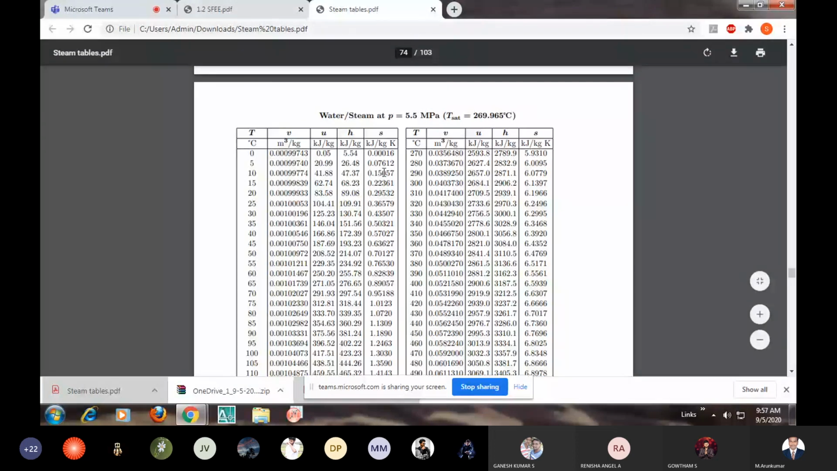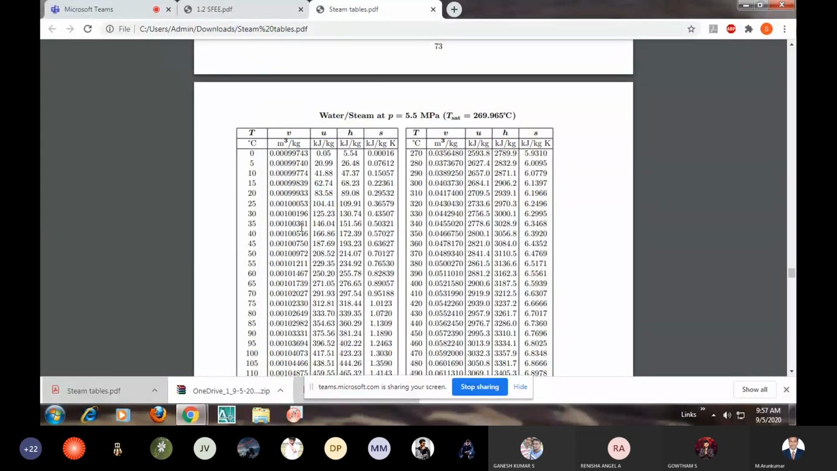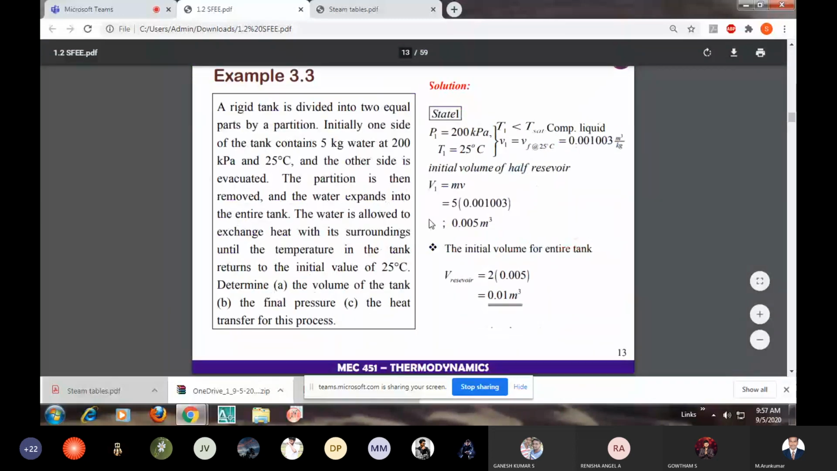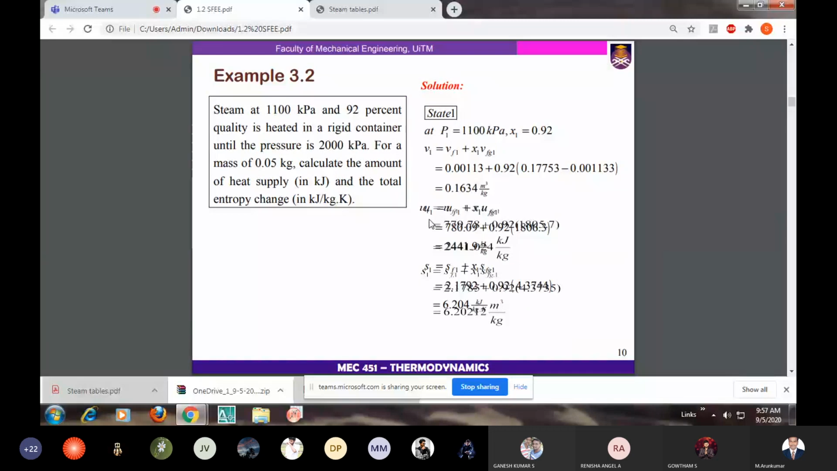So this is the use of steam table in thermodynamics. If you just solve 1, 2, 3 problems, then you can get some more idea about how to use steam table. So just look at these two problems once again in your home and try to solve them with the use of this steam table.